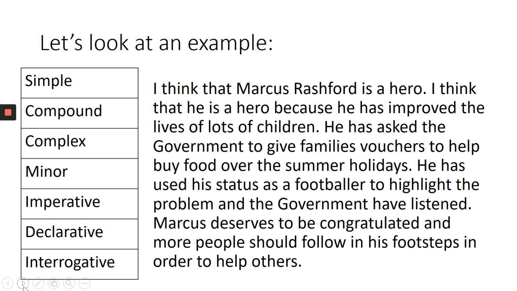Here's an example then from last week's work based on an icon. We're going to read through it and think about what sentence types have been used initially.